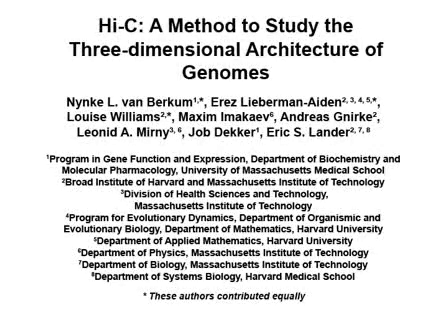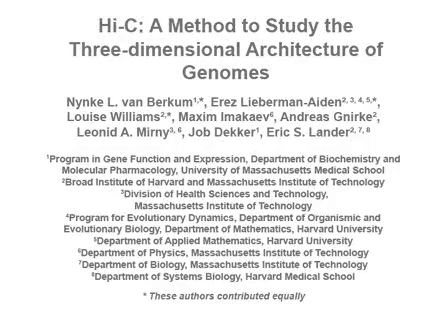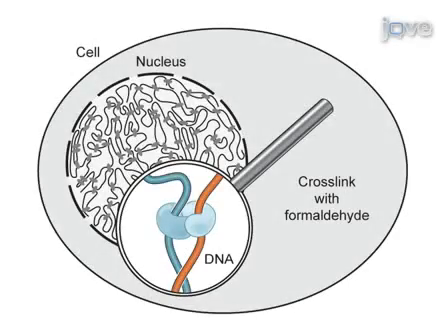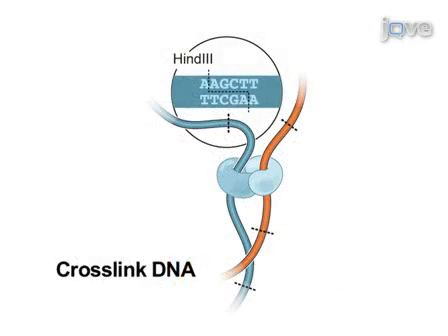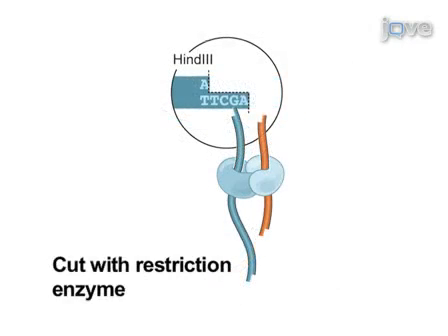Hi-C is a method of identifying long-range chromatin interactions in an unbiased genome-wide fashion. First, cells are fixed with formaldehyde. Cells are lysed, and the DNA is subsequently fragmented with a restriction enzyme.